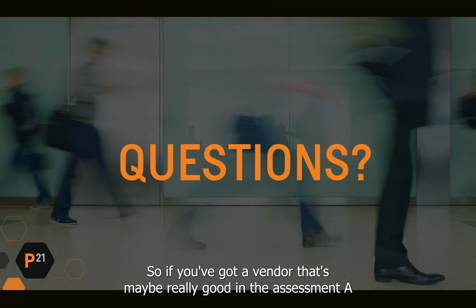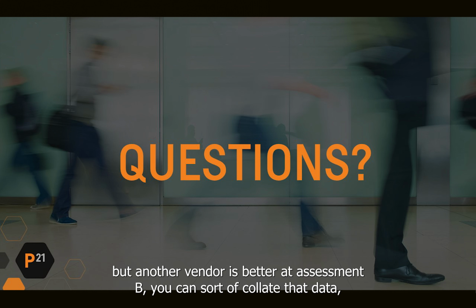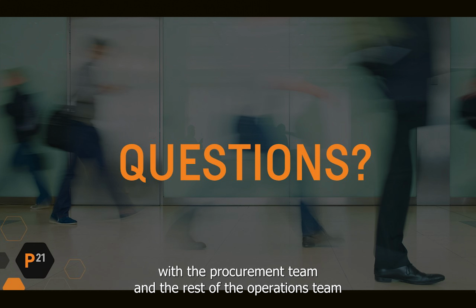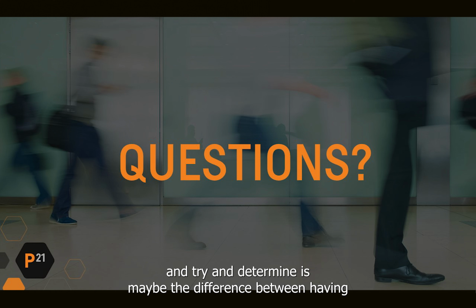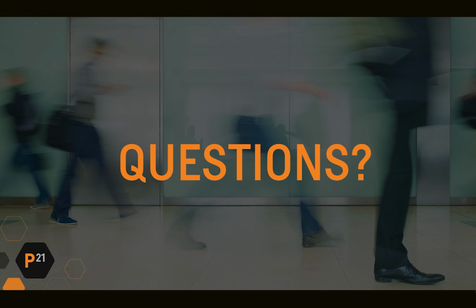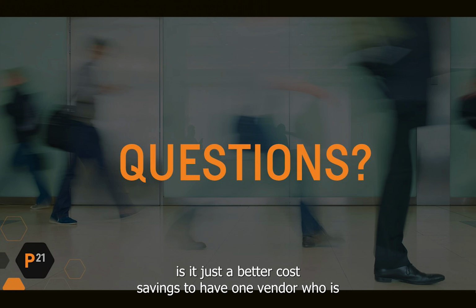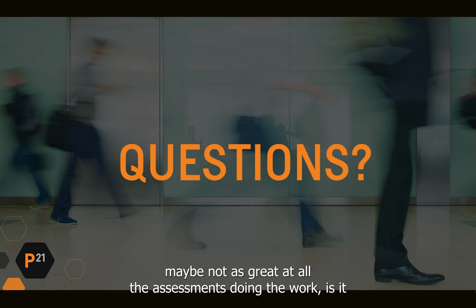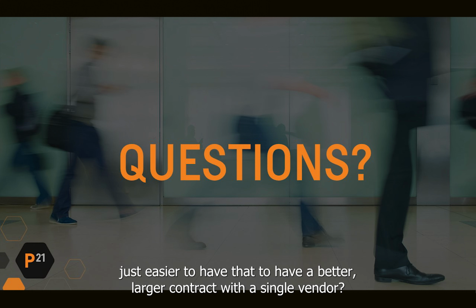So if you've got a vendor that's maybe really good at assessment A, but another vendor is better at assessment B, you can sort of collate that data, pull it all together, put it in some dashboards, and figure out with the procurement team and the rest of the operations team and try to determine, is maybe the difference between having one vendor, do you want to have multiple vendors, or is it just a better cost savings to have one vendor who is maybe not as great at all the assessments doing the work? Is it just easier to have a better, larger contract with a single vendor?